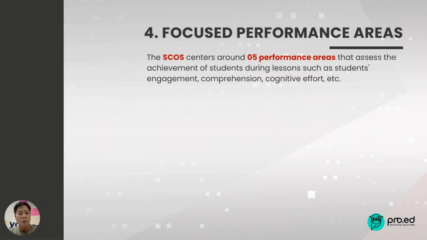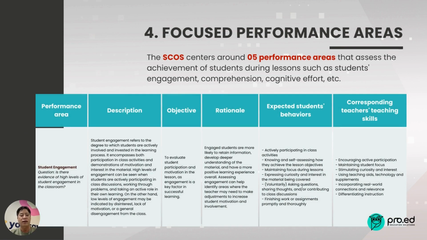Now, let's talk about the focused performance areas of the SCOS. As an observation scheme, there must be some areas for the observers to look at when they observe class, right? And the SCOS centers around 5 performance areas that assess the achievement of the students during the lesson, such as student engagement, student comprehension, or student cognitive effort. Now, let's have a look at one example, one of the 5 performance areas of the SCOS, right? And this is student engagement.